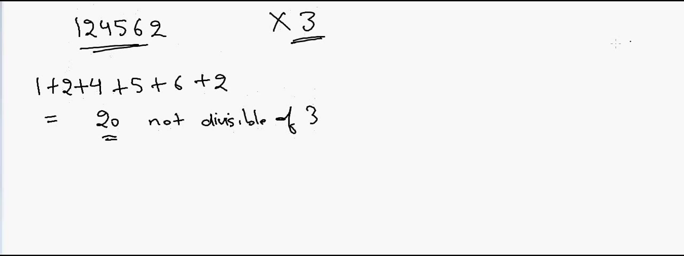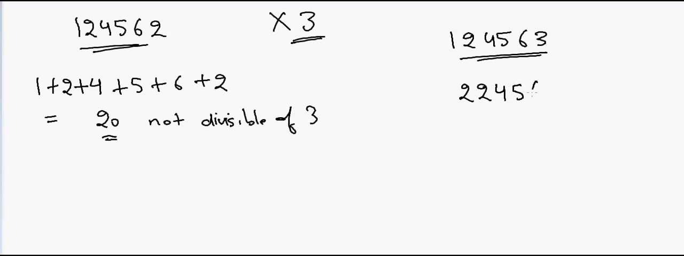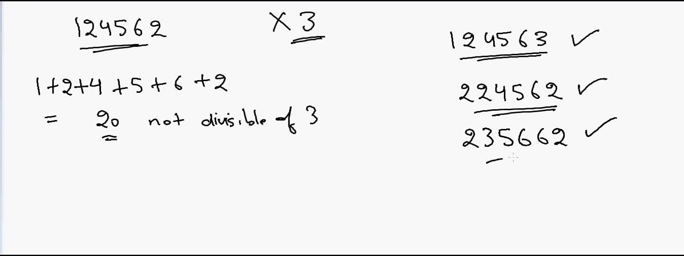So what should the number be if it has to be divisible by 3? Instead of 2, if you make it 3, so 124563, then the sum becomes 21, so that number should be divisible by 3. Or we can increase any other digit: 224562 should also be divisible by 3. Or we can increase 1 in each of these and say 235662. This should also be divisible by 3. I'm modifying the number just enough so that the sum remains divisible by 3, so the whole number is divisible by 3. That's how this trick works.